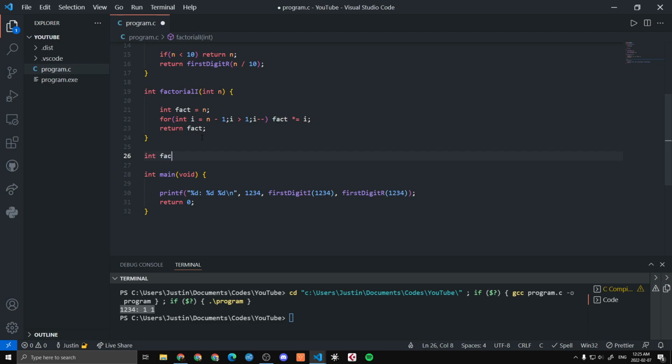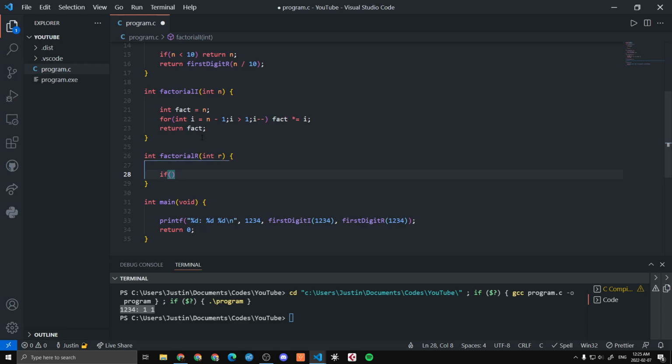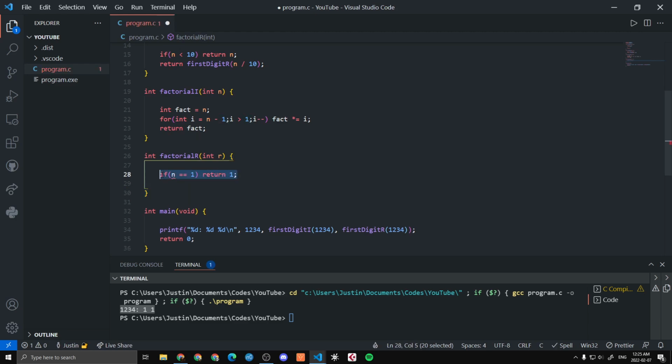Now, what about our recursive solution? Well, for recursion, what we could do is say, again, if n equals 1, then return 1. That's our base case, because if it's 1, then just return 1. Otherwise, we're going to return factorial r of n minus 1, but we're going to multiply it by n.